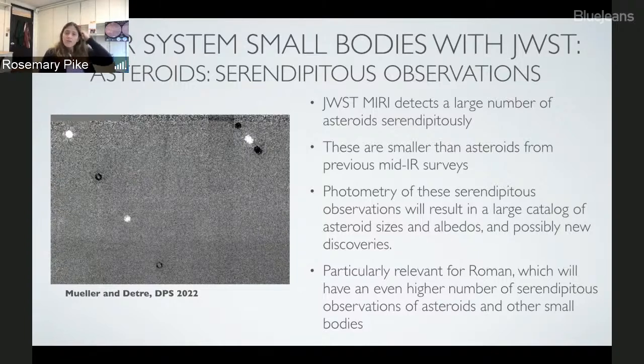So there's going to be a huge serendipitous catalog of asteroids found both with JWST and then later with Roman, which provides the data that we need to calculate the large catalog of sizes and albedos and to make new discoveries.